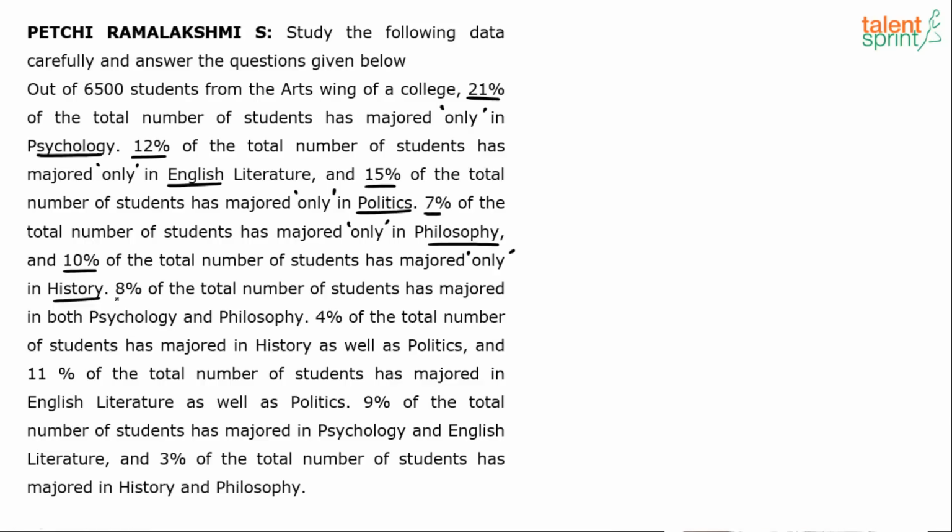Now comes the overlapped percentages. 8% has majored in both psychology and philosophy. 4% has majored in history as well as politics, so this is again 2 subjects. And 11% has majored in English literature as well as politics. 9% of the total number of students has majored in psychology and English literature, and 3% has majored in history and philosophy. So I think all percentages are there.